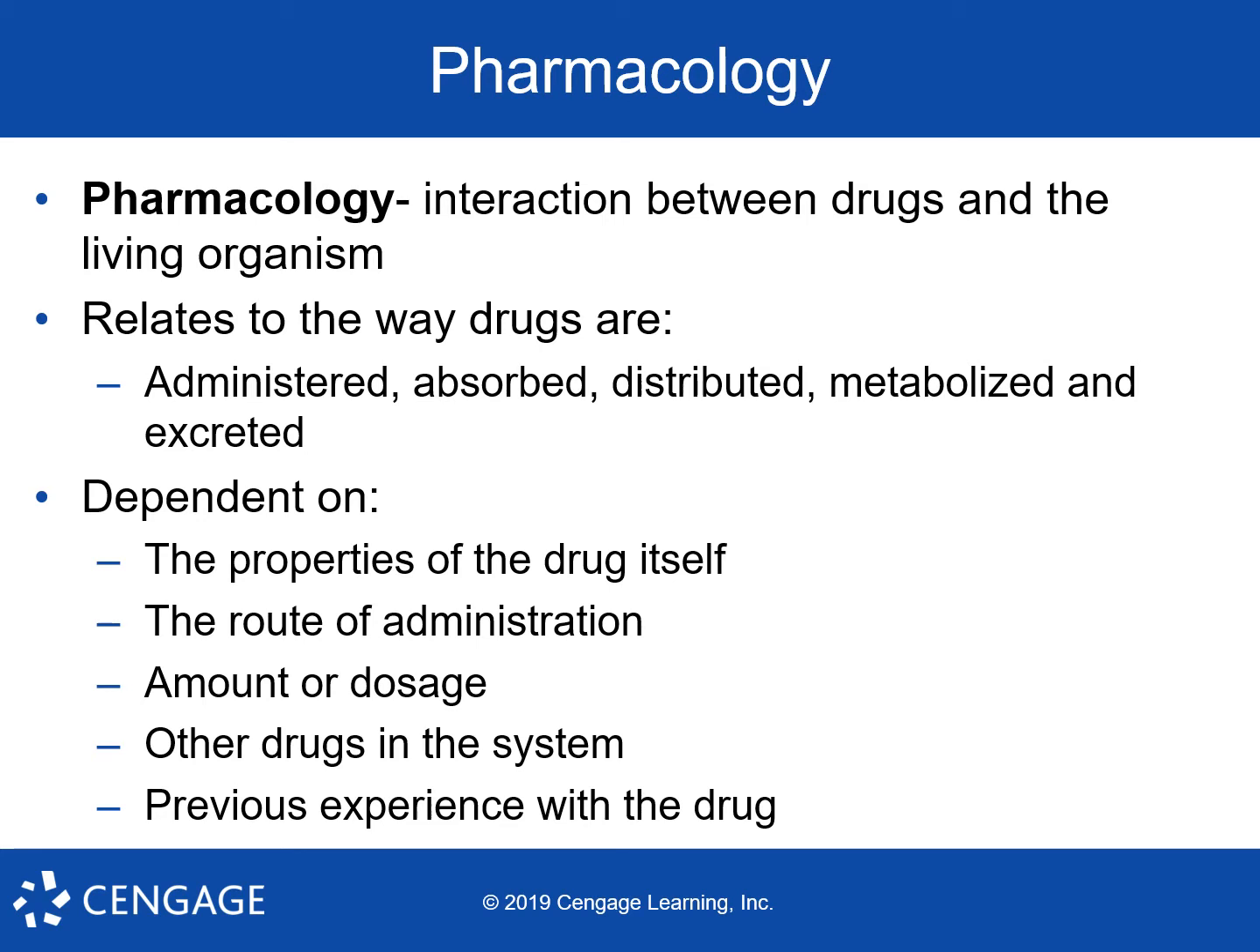You also have to take into account the effects of other drugs in the system that compete for receptors, which we'll talk about in a few slides. For example, certain asthma medications called rescue inhalers have their effects blunted when patients are taking certain medications called beta blockers for blood pressure. You also have to take into account an individual's previous experience with certain drugs.